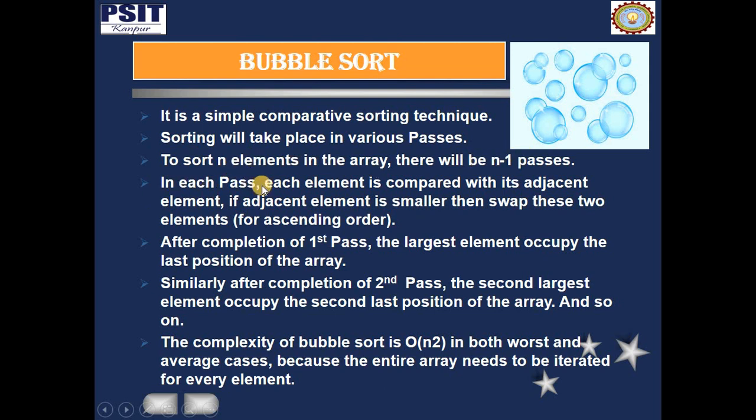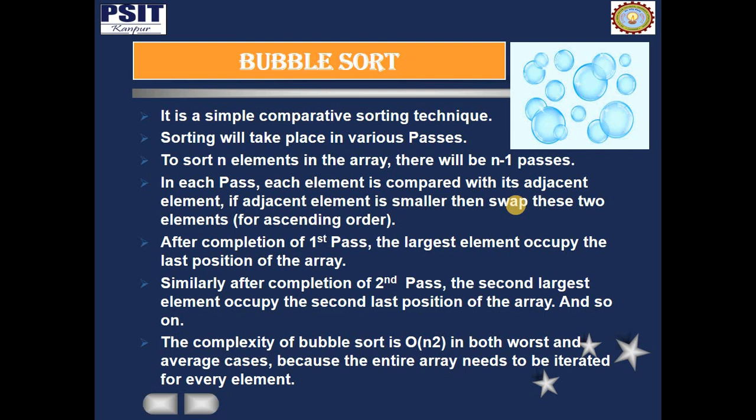So in each pass, what to do? In each pass, each element is compared with its adjacent element. As I have told, it is a comparative sorting technique. क्या करते हैं, हर पास में हम एक एक एलिमेंट को उसके एडजेसेंट एलिमेंट से कंपेयर कराएंगे. For example in this case every bubble will be compared with its adjacent. So if the adjacent element is smaller, right, then swapping will take place. यानी कि हम उन दोनों एलिमेंट्स को स्वैप कर देंगे.